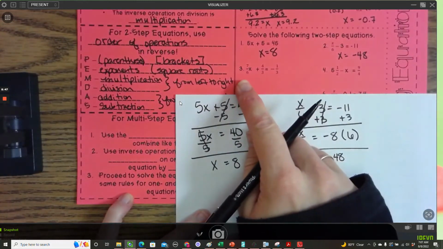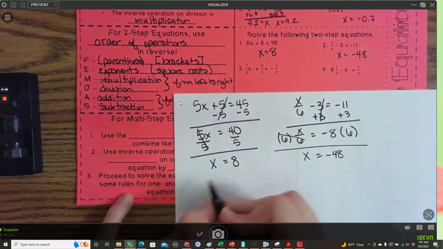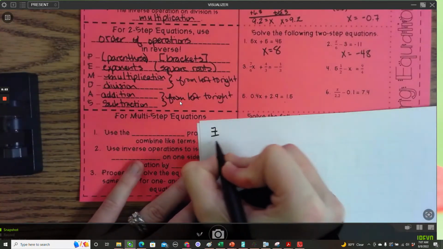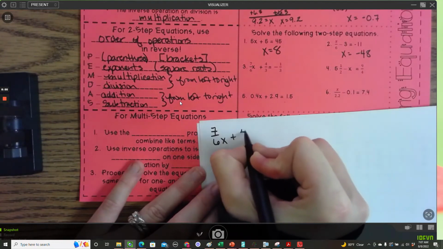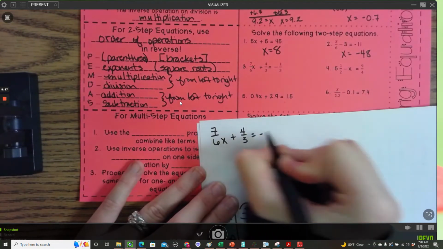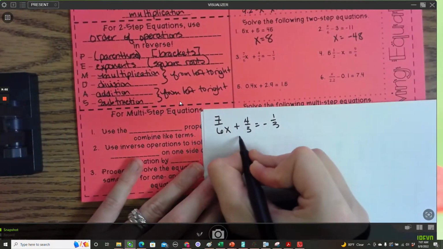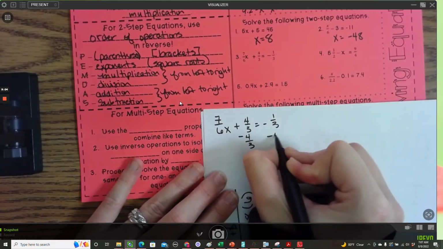All right, lots of fractions here. So we've got, let me turn this way, 7/6 x plus 4/3 equals negative 1/3. So get rid of the addition first. So I'm going to subtract 4/3 from both sides.